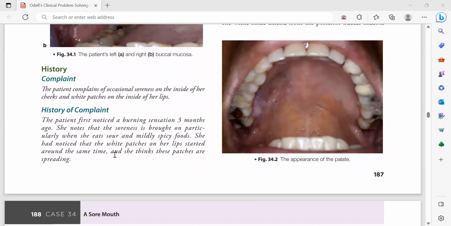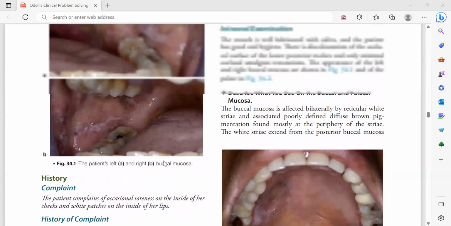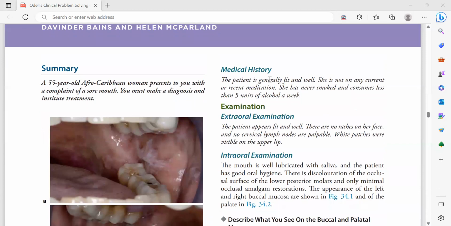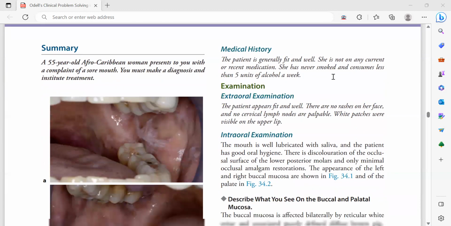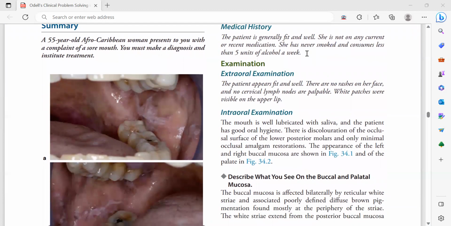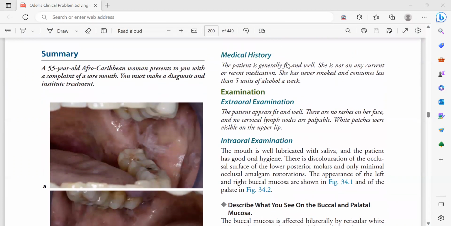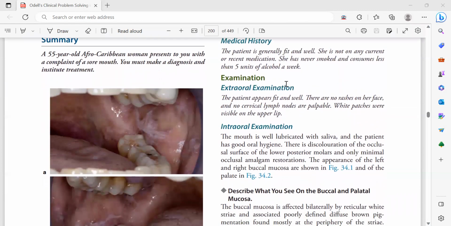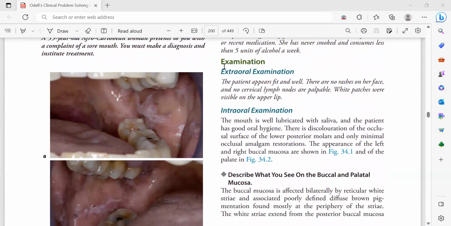She had noticed that the white patches on her lips started around the same time, and she thinks these patches are spreading. You checked her medical history. She's fit and well, and she's not on any current or recent medication. She has never smoked and consumes less than 5 units of alcohol a week. So her medical and social history is nil. There is nothing significant.